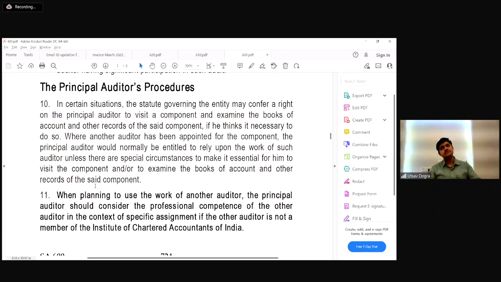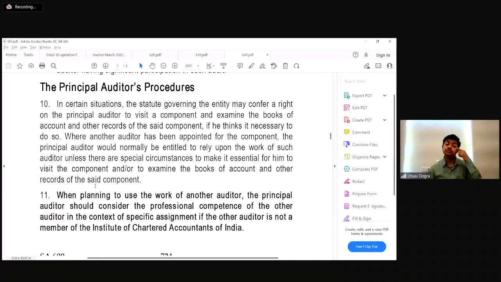Also, from my practical experience, I was auditing a PSU, and there were some foreign subsidiaries. In the case of foreign subsidiaries, you get to see their financial statements, but you can't easily get the auditor's report. The auditor's reports are given separately. Sometimes in the UK, I tell you precisely, they do not even sign the financial statements.